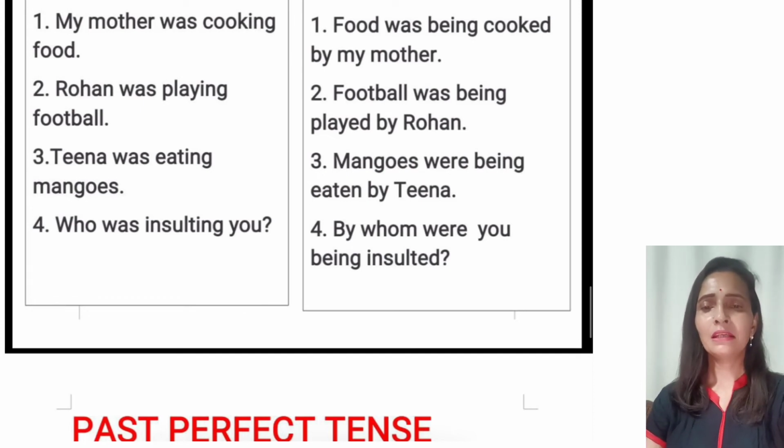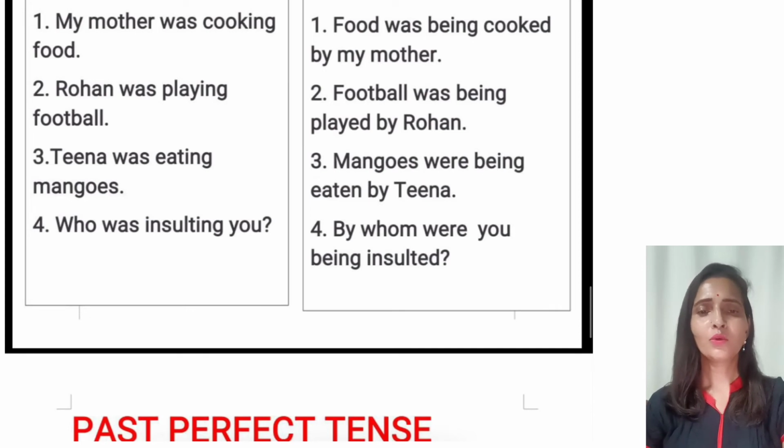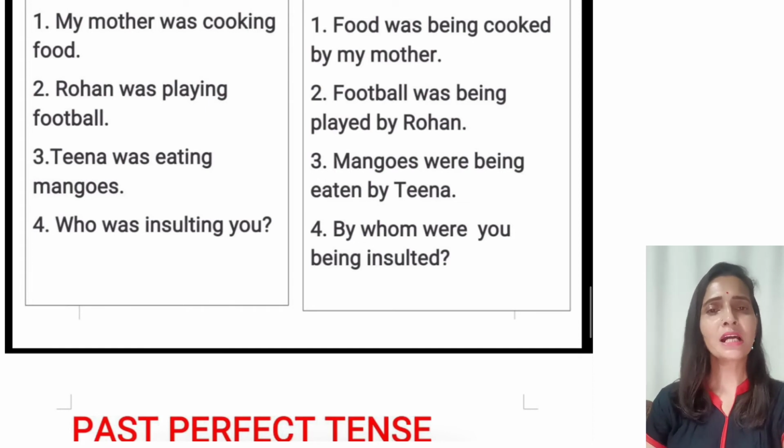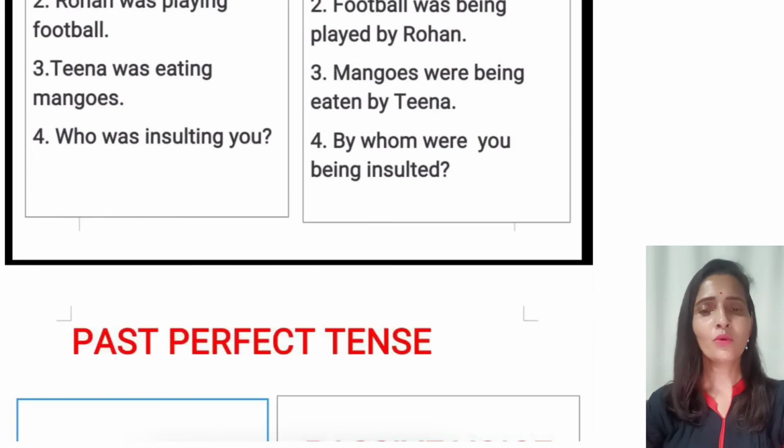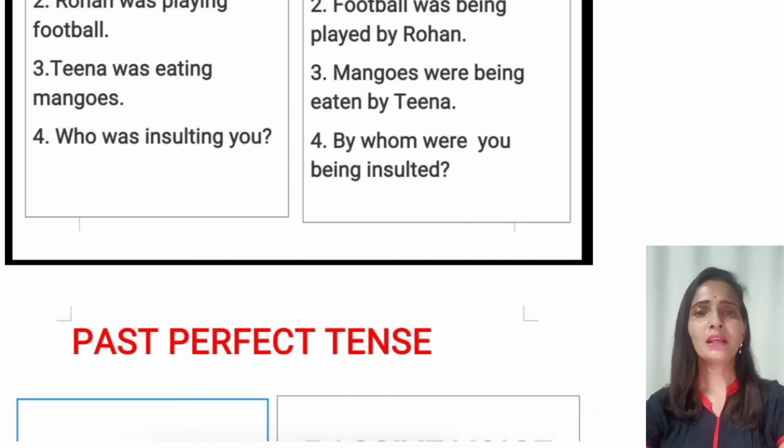Okay, then, who was insulting you? So who will change into by whom. We will change who into by whom. And when it is interrogative, we put who at the start. So we change who into by whom, and we put it at the start. So we will write there by whom. Then we will use the verb. Were goes with you. So by whom were you being insulted. Okay, by whom were you being insulted.